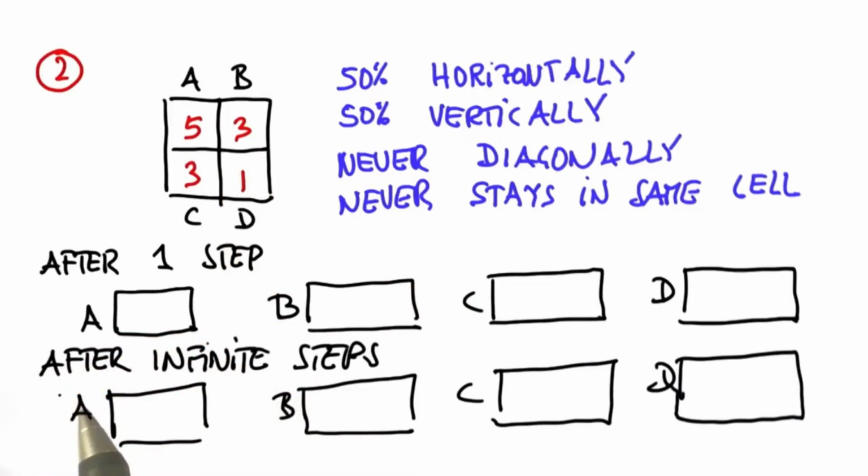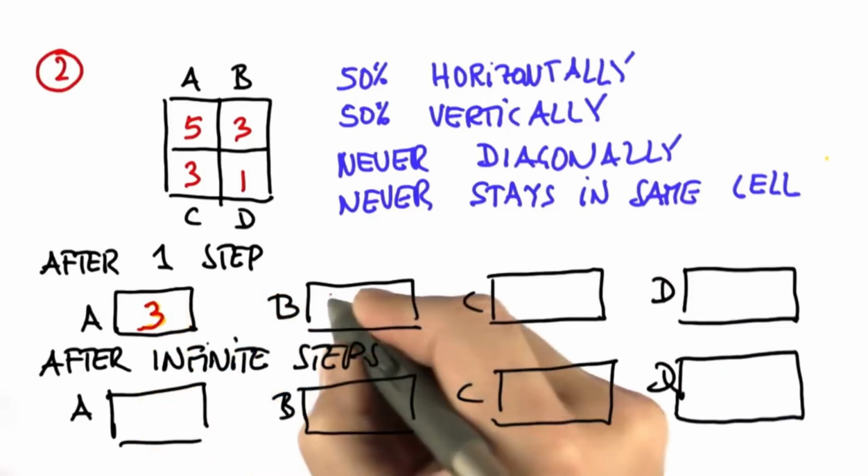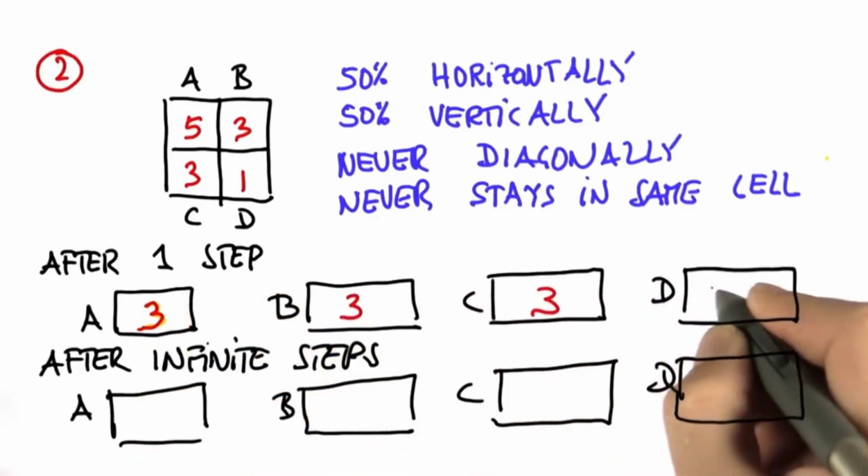So I somewhat sloppily wrote after infinite steps. This is really what does it converge to in the end. The correct answer after one step is 3, 3, 3, and 3.